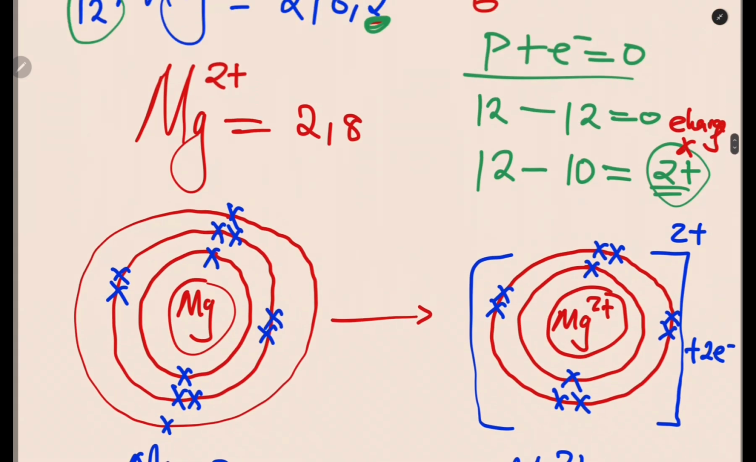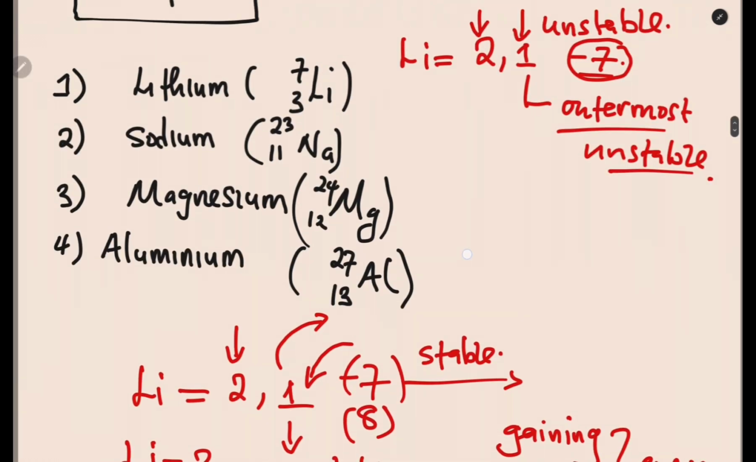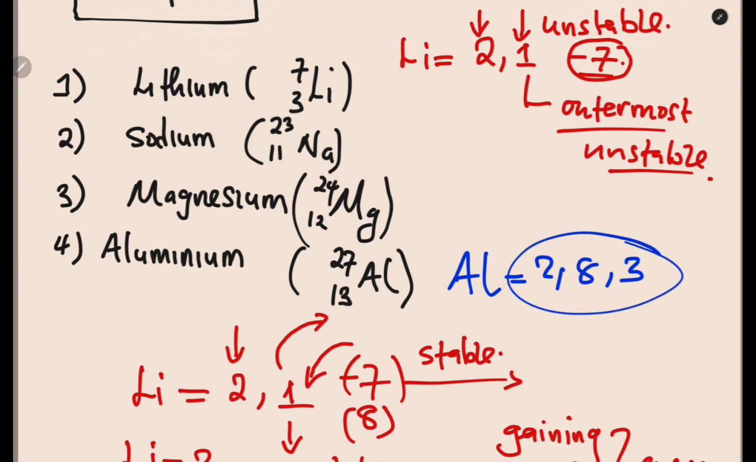So can you do it for aluminium? Okay, so aluminium, it is this one. The configuration of aluminium is 2, 8, then 3. Okay, so do it for aluminium and see if it works.